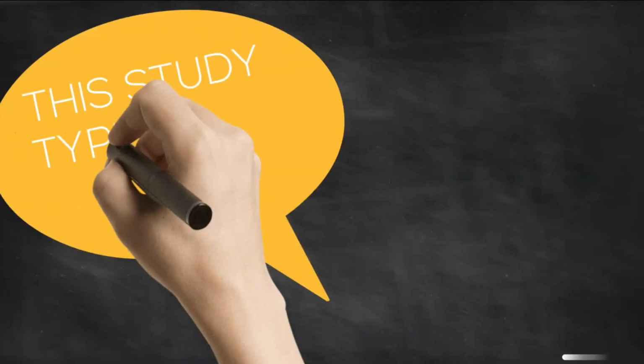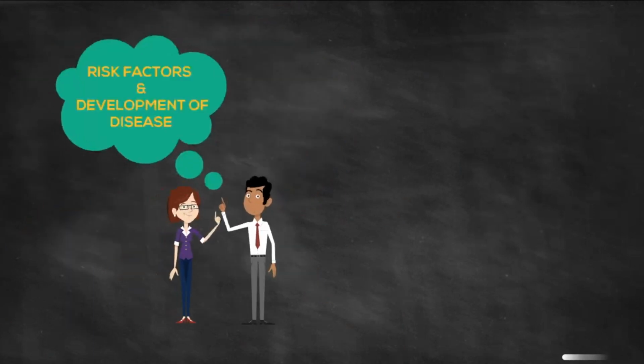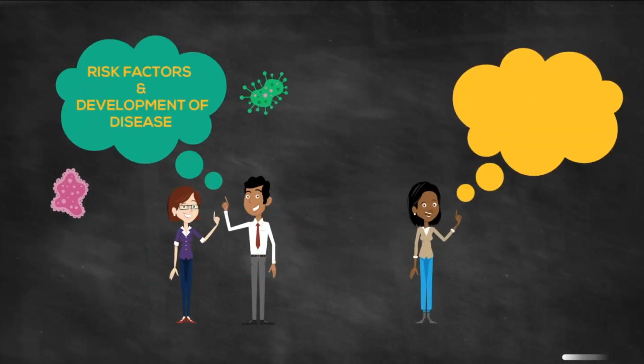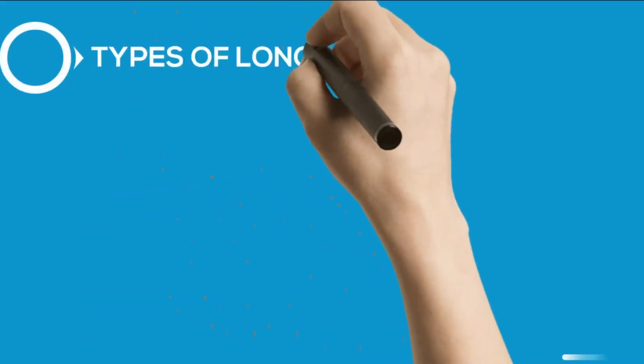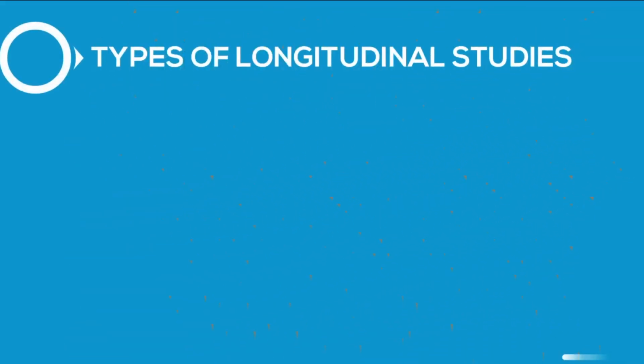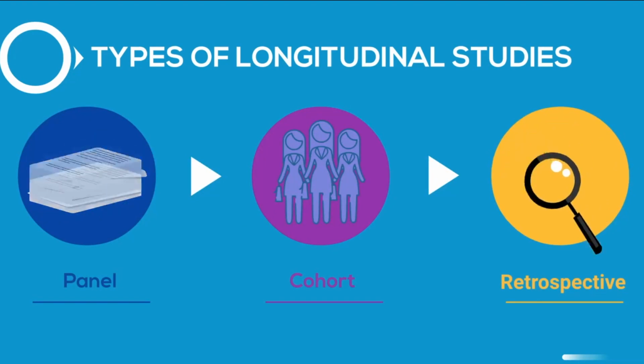This study type is particularly useful for evaluating the relationship between risk factors and the development of disease, and the outcomes of treatment over different lengths of time. There are three different kinds of longitudinal studies. These include panel, cohort, and retrospective.